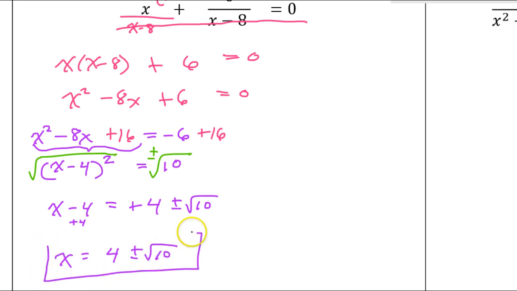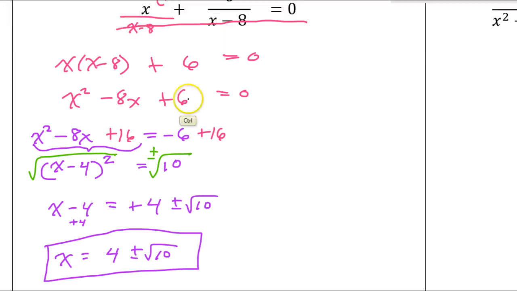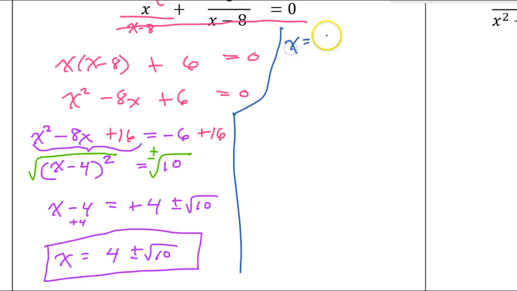All right? So those are the two answers, solutions to this equation. Now, let me change colors and show you how to solve it using the quadratic formula. All right, so that's completing the square. The quadratic formula, that's the one that goes x equals opposite of b plus or minus the square root of b squared minus 4ac all over 2a.